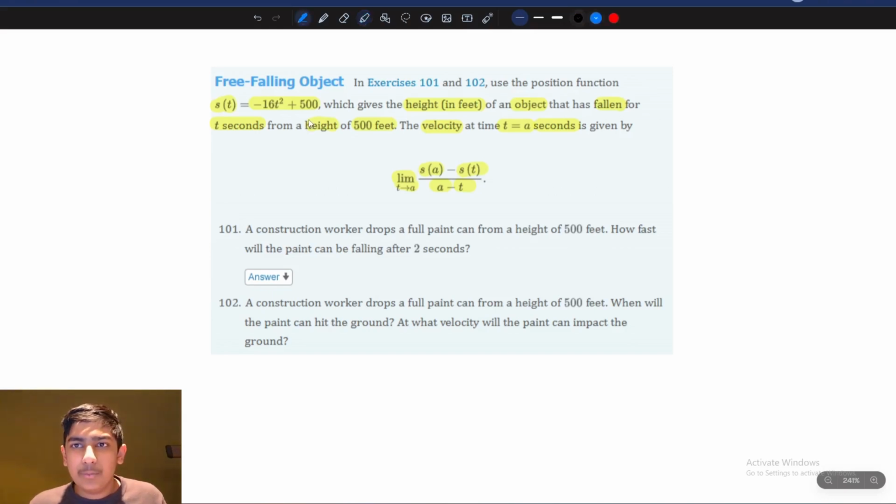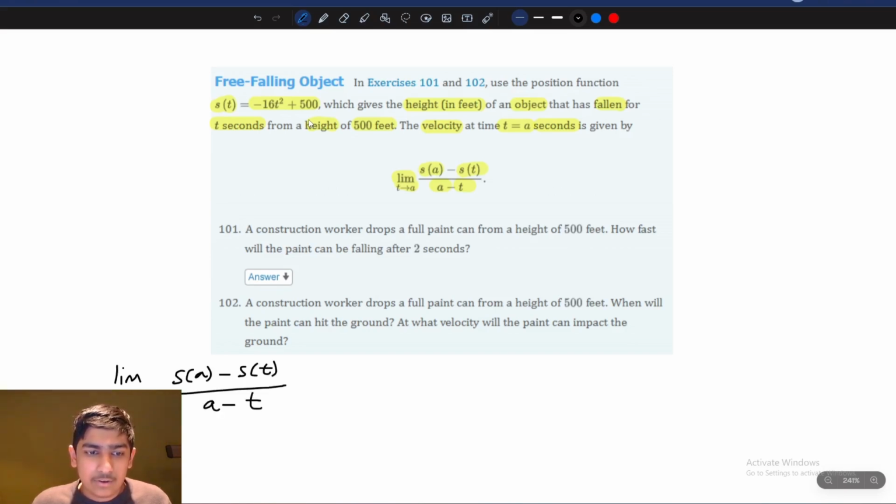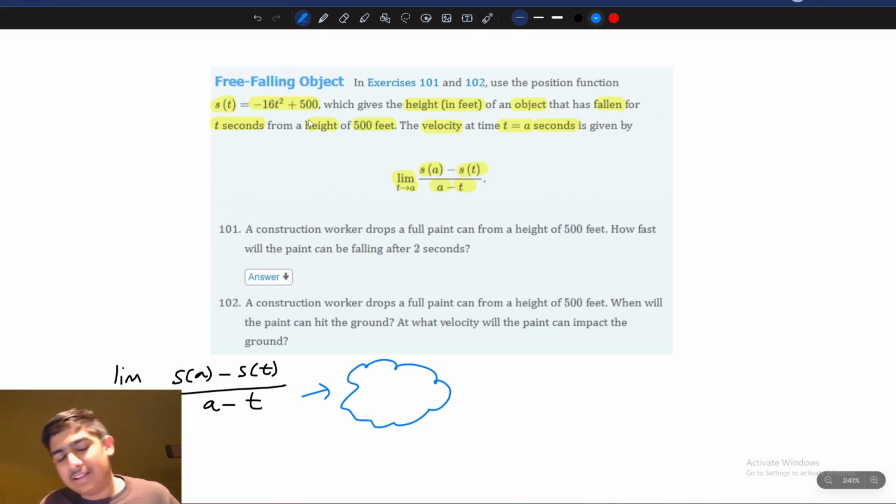Okay, so I'm going to rewrite this here. The limit as t approaches a of s of a minus s of t over a minus t. Now, using your knowledge of limits here, if we, of course, directly substitute a, I'm going to draw a thought bubble here. This is what I've been doing recently. And again, you don't want to necessarily equate this to the direct substitution if it's in an indeterminate form, because that may not be mathematically correct notation-wise. So just put it in a thought bubble.